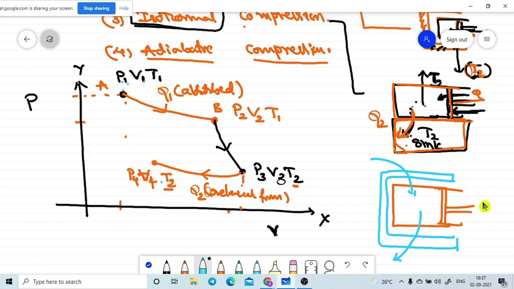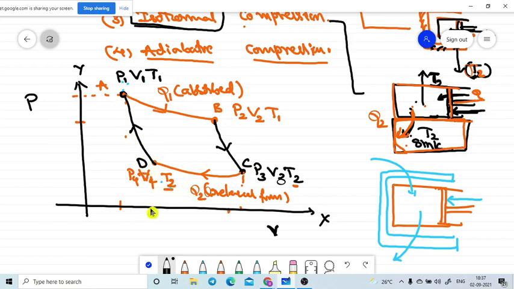While we are compressing this one, we bring the system back from P4, V4 up to P1, T1. This is the adiabatic compression. It is one cyclic process. In this cyclic process, there are 4 stages. This is the first stage, A to B. This is the second stage, B to C. This is the third stage, C to D. This is the fourth stage, D to A. Like this we are moving.